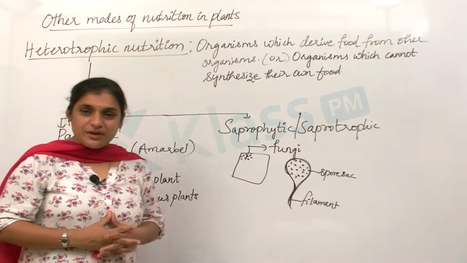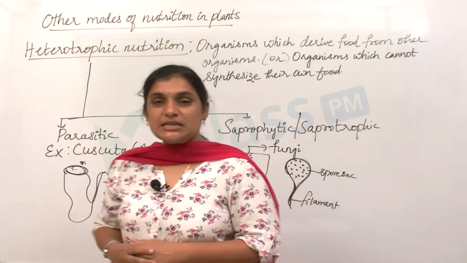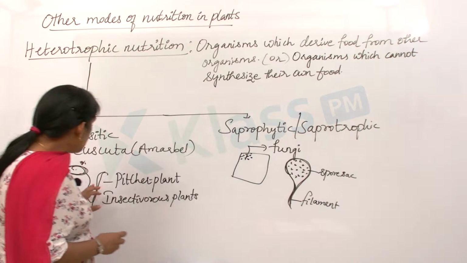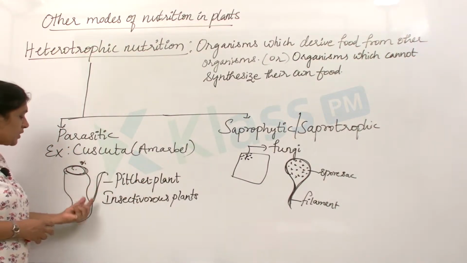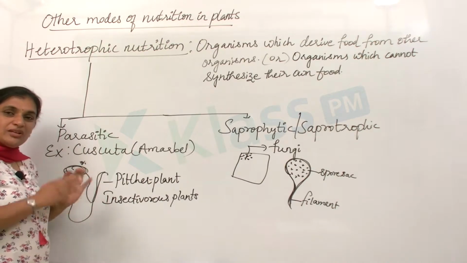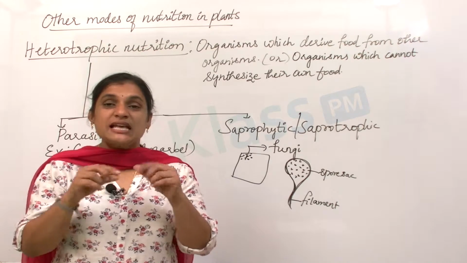Now, to your surprise, there are such plants in our surroundings, and one of those plants is the pitcher plant. In the case of this pitcher plant, the leaf is modified into a pitcher shape, and the apex of the leaf acts as a lid, and the surface inside this pitcher leaf has hair in it.